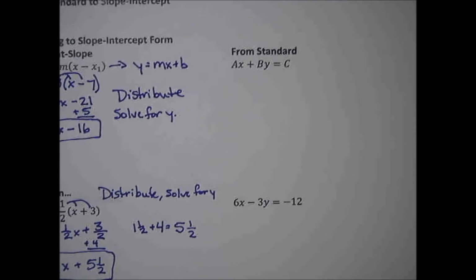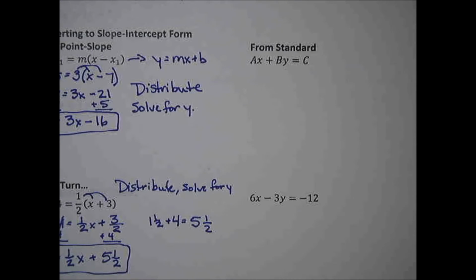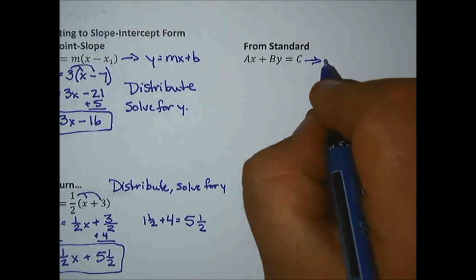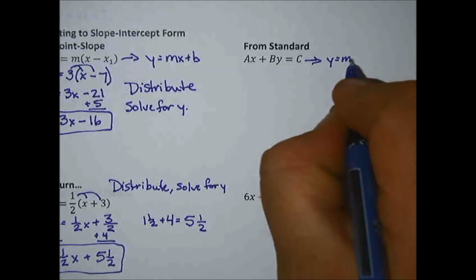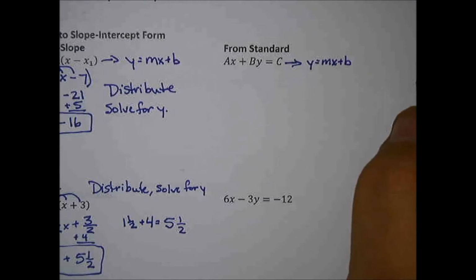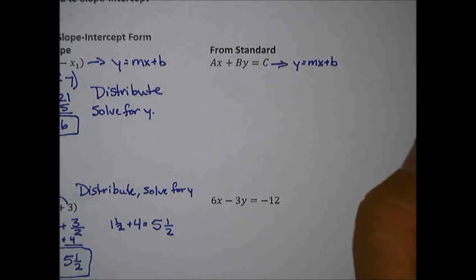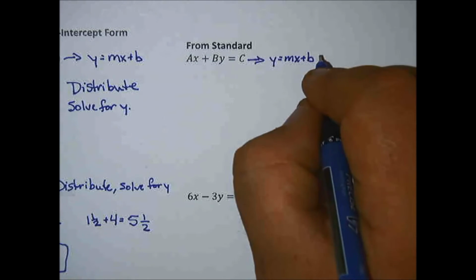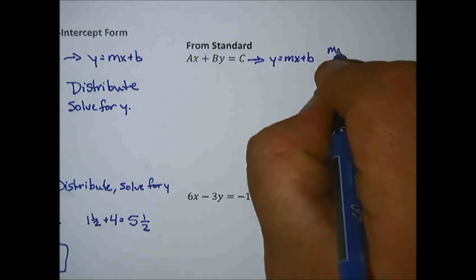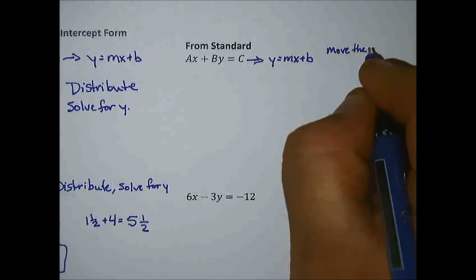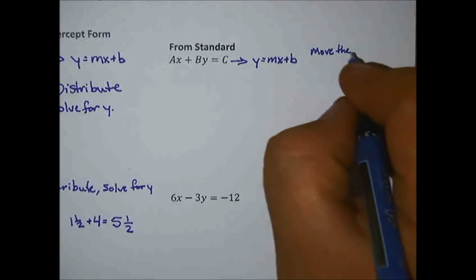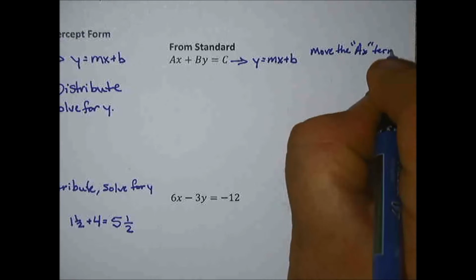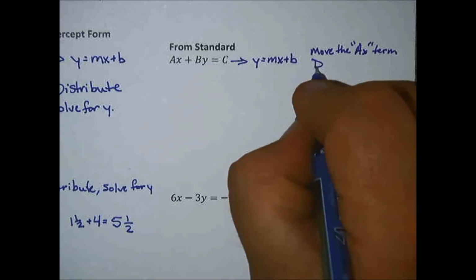Let's go back up here and let's go from standard to slope-intercept. What I want to do is turn it into y equals mx plus b. And what that really means is I'm solving for y. Now, the steps to do that are to move the ax term, and then divide by b.